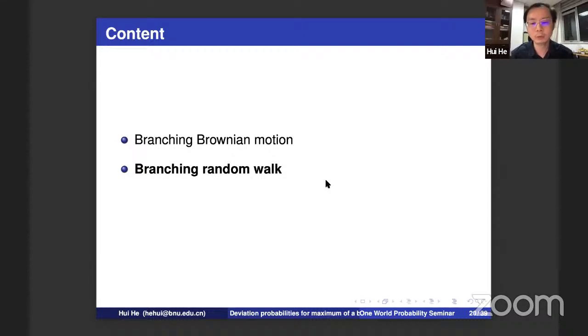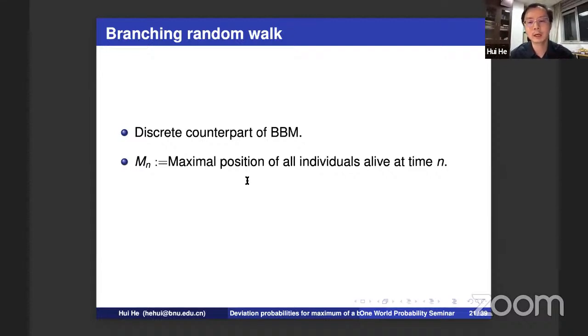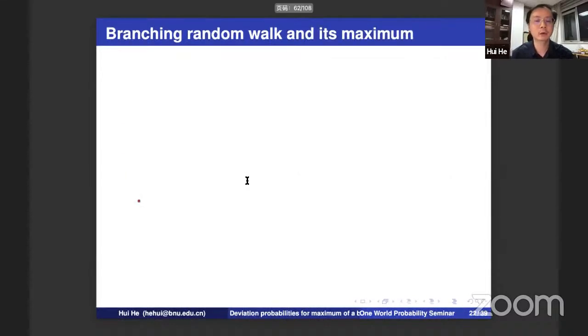So for the case of branching random walk, I would like to give some definitions. My setting is a little bit different from Bastien's because in Bastien's talk, he considered the offspring as a point process. But here, I assume that the branching and motions are independent of each other. So I regard the branching random walk as a discrete counterpart of branching Brownian motion, and I still denote by Mn the maximal position of all individuals alive at time n. So let us see the following picture for the definition of this branching random walk.